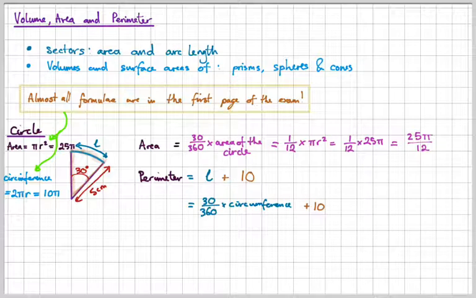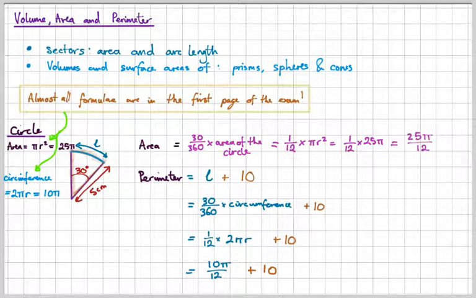So if we fill out some more details, 30 over 360 we know is 1/12, and the circumference is 2 pi r. And then we add the 10 again. 2 pi r we worked out earlier is 10 pi, so we end up with 10 pi over 12 plus 10. This is the perimeter. You can put these numbers in your calculator and round to, say, 2 decimal places. I'm going to leave it like this, 5 pi over 6 plus 10, just simplifying the fraction.